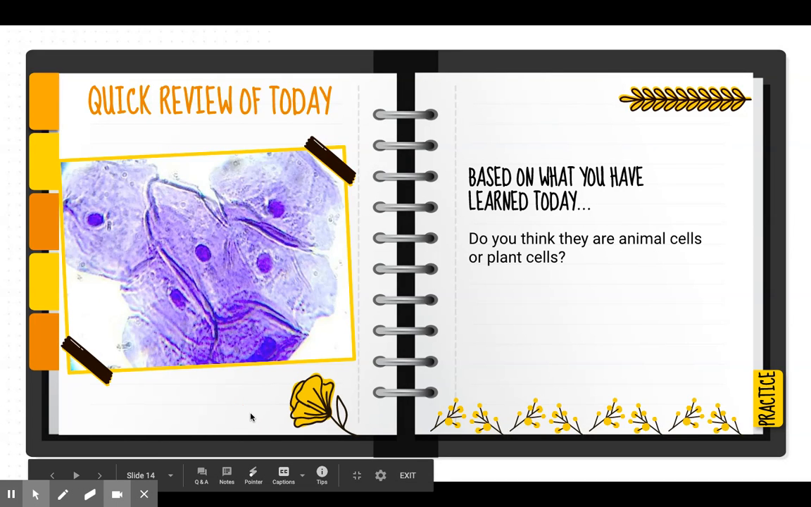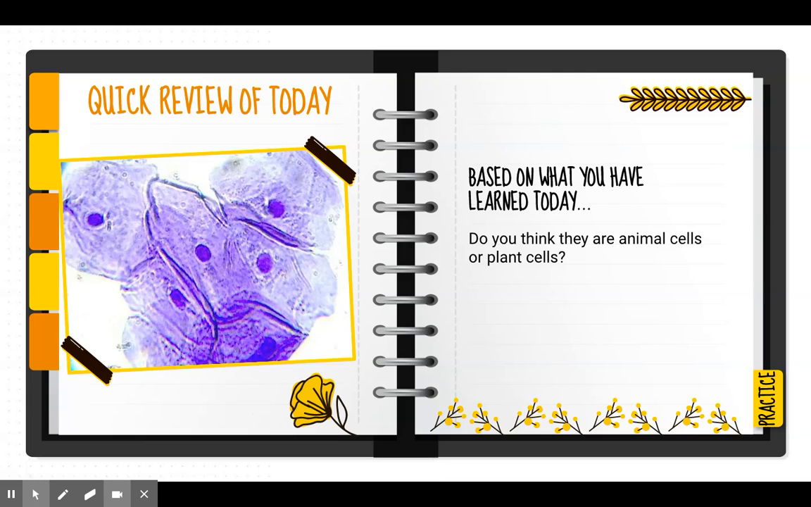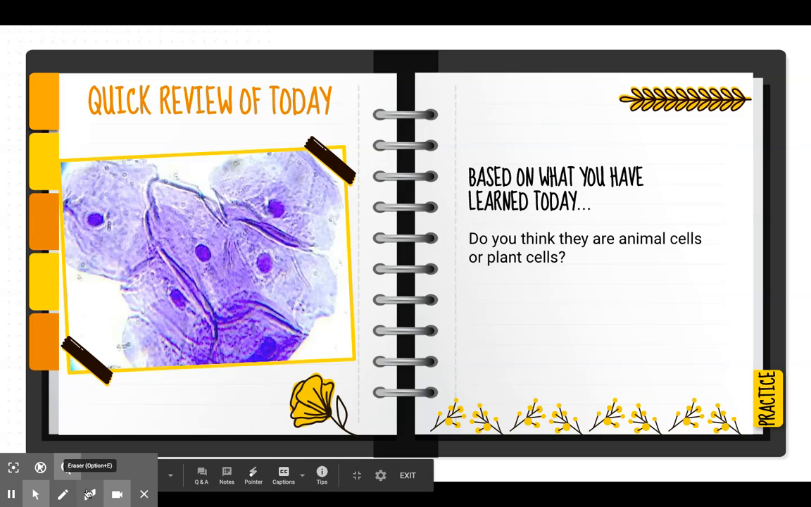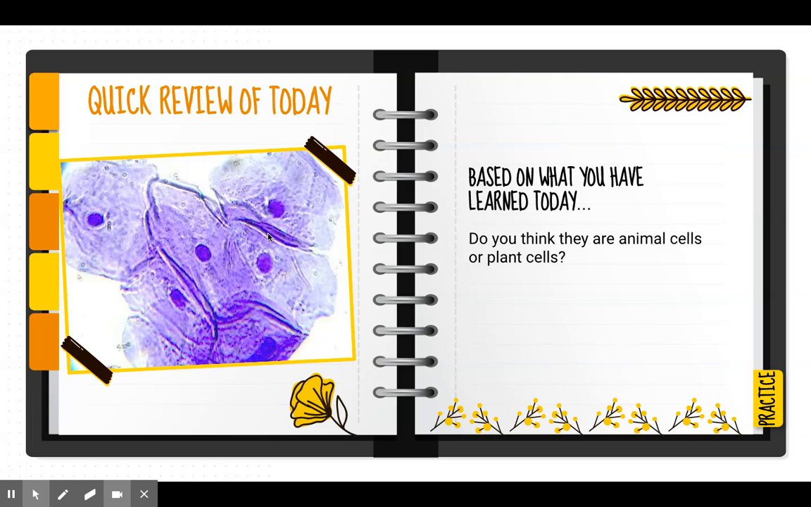Now, based on their shape, what type of cell do you think this is? Well, these cells don't have set rigid sides. They're kind of random in their shape. They're kind of rounded on their edges. And so these are animal cells. In fact, they're skin cells off of a human.